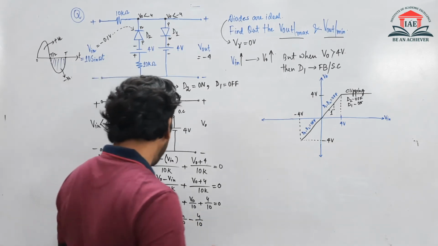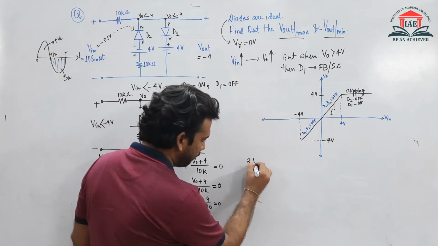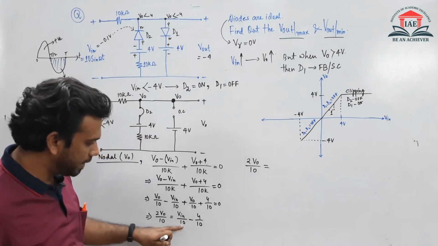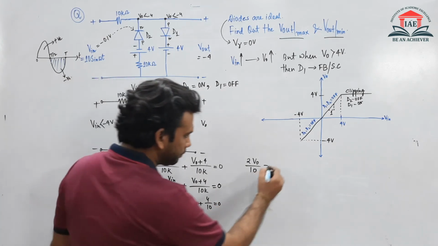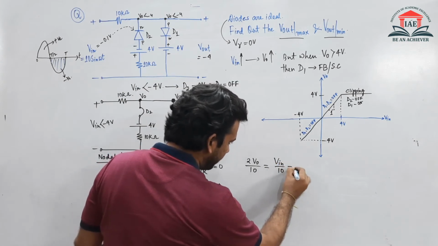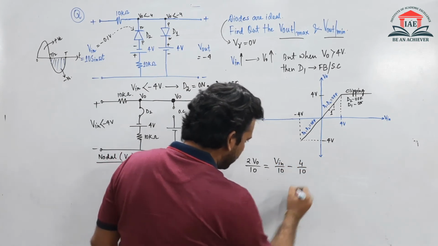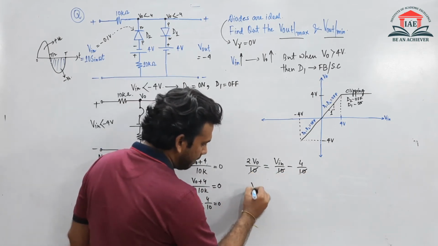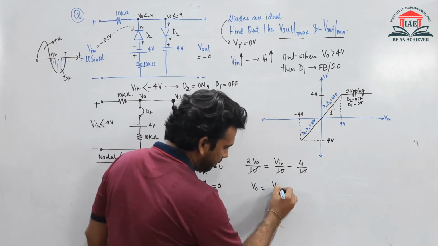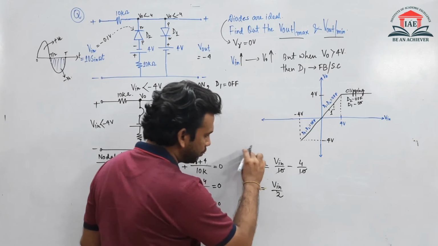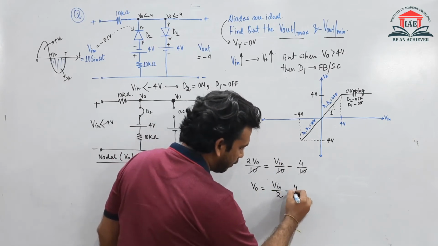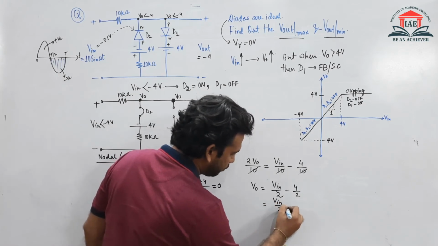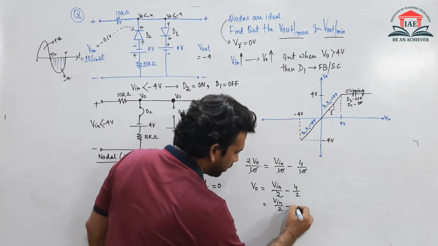So from this equation what we can see that 2V0 divided by 10 is there on the left hand side and V input by 10 minus 4 by 10. So we can cancel out this 10. So let us cancel out and we have V0 equals to V input divided by 2. This 2 will come here, minus 4 by 2, so it will be V input divided by 2 minus 2.